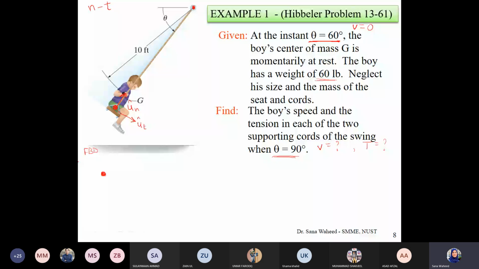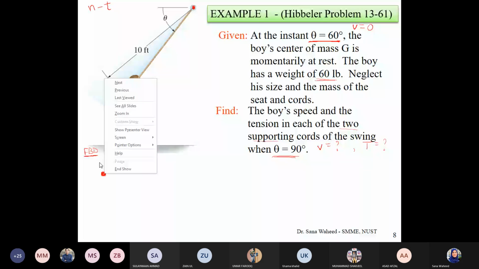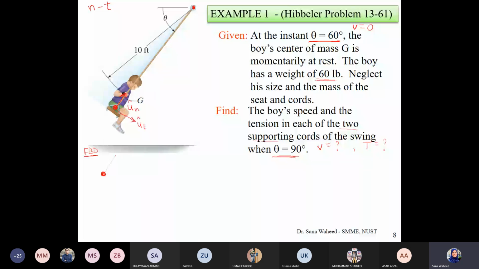Now let's come to the forces which are acting on this boy. So to draw the free body diagram, I have, of course, that there are how many cables? There are 2 cables. So there will be 2 times the tension here. Okay, and of course I have the weight which is acting downwards on the boy.